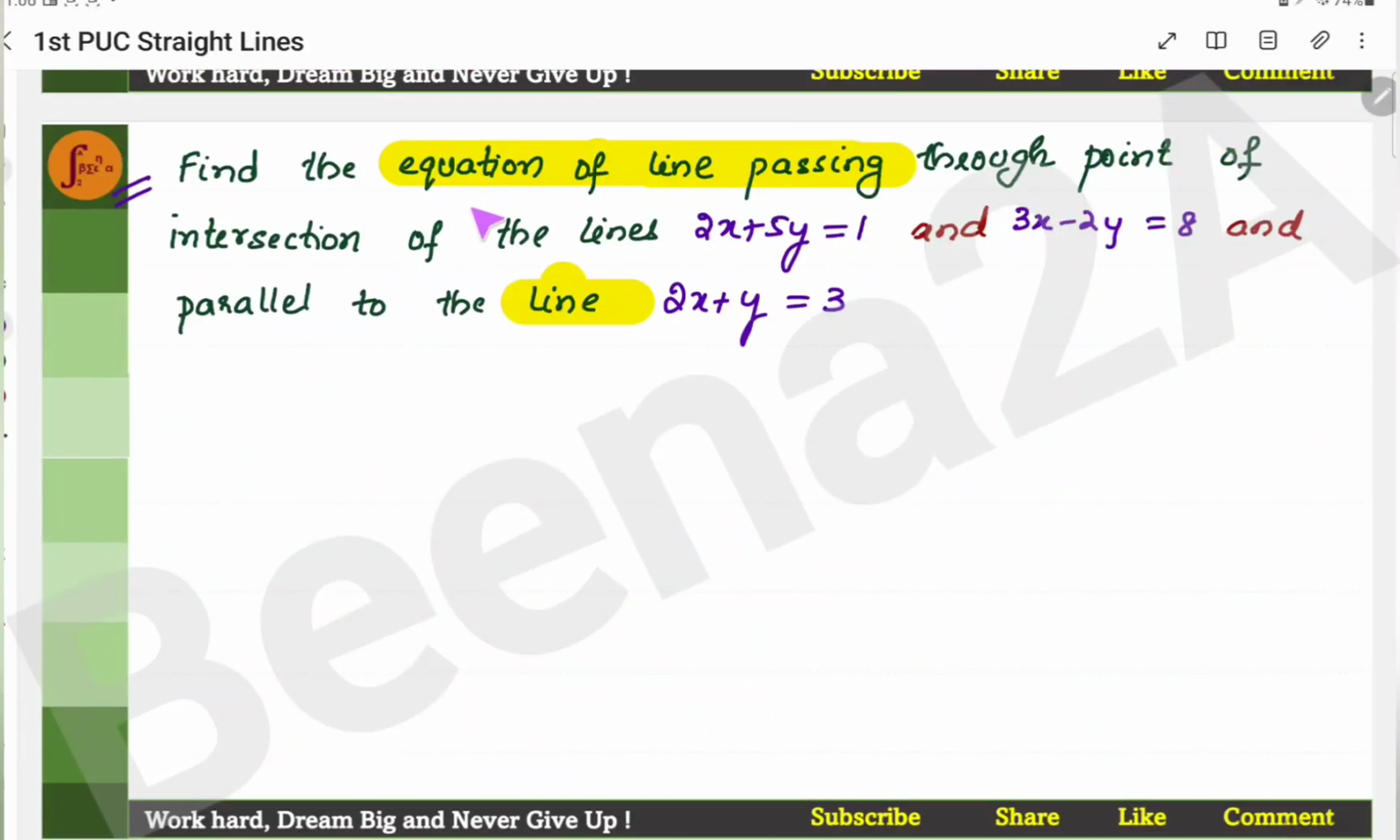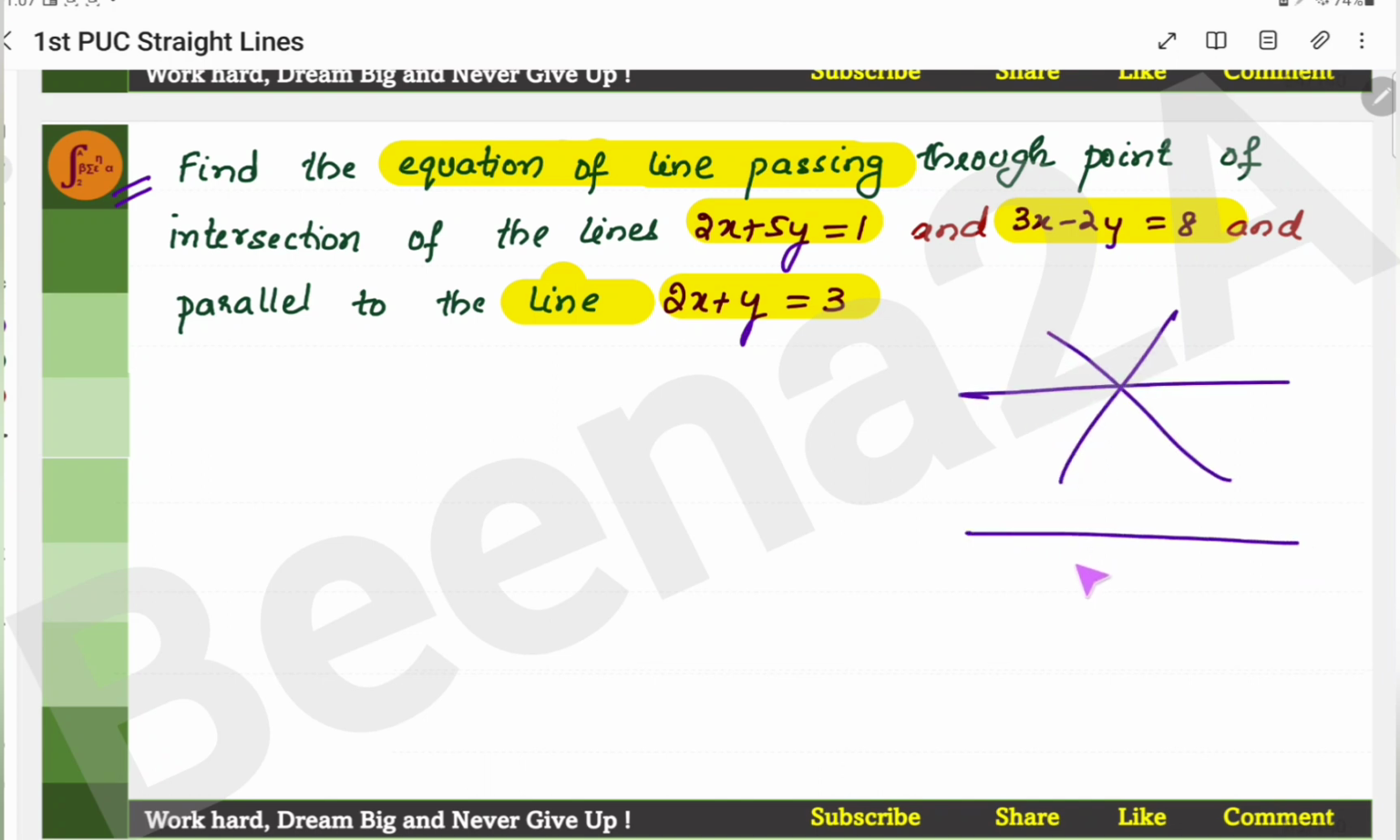Let's try it out. Find the equation of the line passing through the point of intersection. Again, two lines are given here, and a parallel line is also given. You have to find the other parallel line, right? So same thing, you have 4 lines. This line is 2x plus y is equal to 3. Let's call it L4, L1, L2. This is the point of intersection. You have to find this point, and this is L3. This equation you have to find. You have to find the L3 equation, right? So let's find the point of intersection. What are the equations we have?